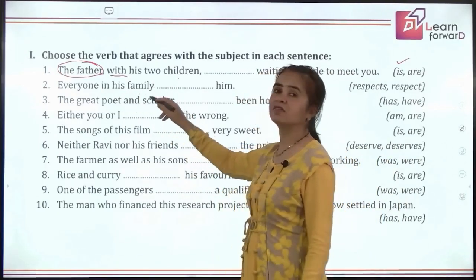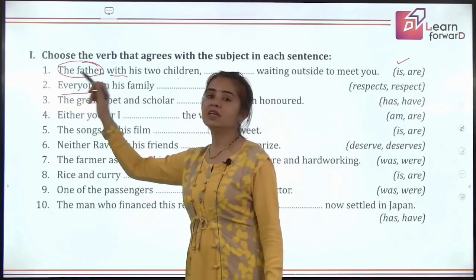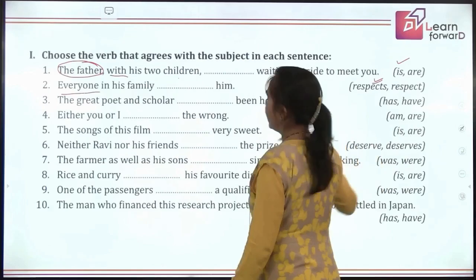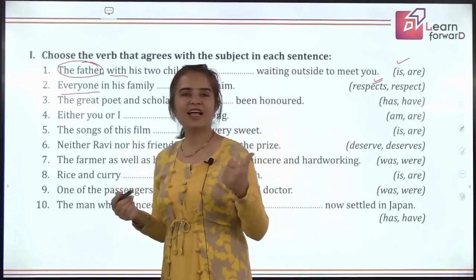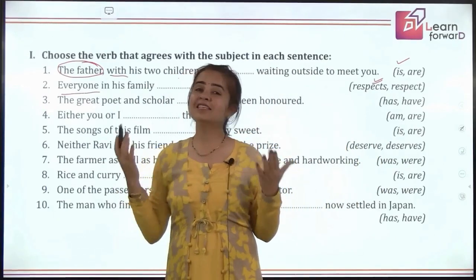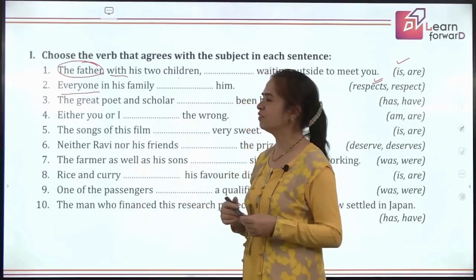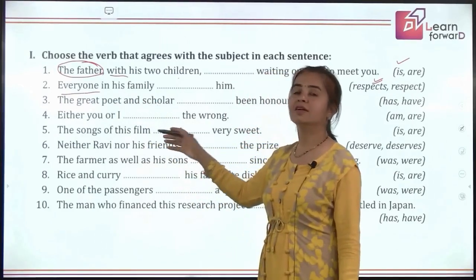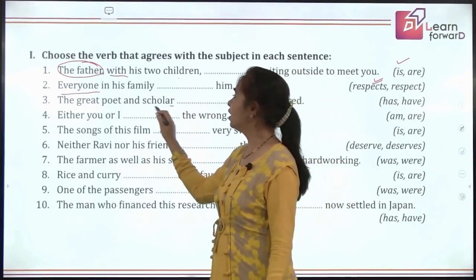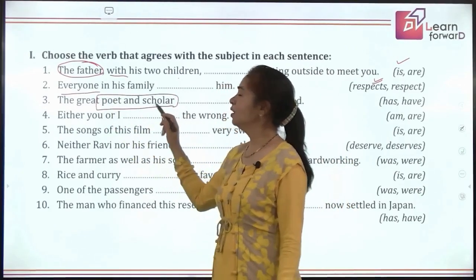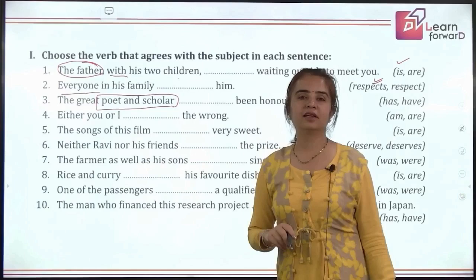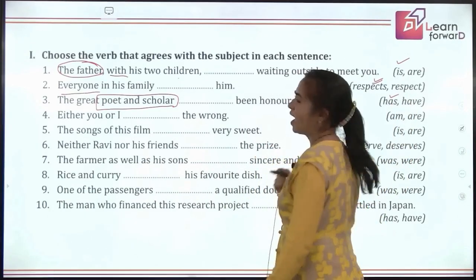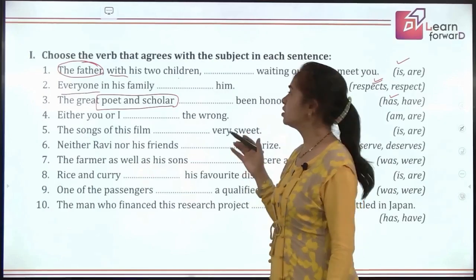Everyone in his family. The rule says whenever there is everyone, it takes a singular verb. And the singular verb, is it with S or without S? It is with S, just the opposite of singular nouns. Yes, the great poet and scholar. What does this rule say? Are we talking about the same person or 2 different personalities? Same. That means singular verb has. Right? So this is how you will be doing.